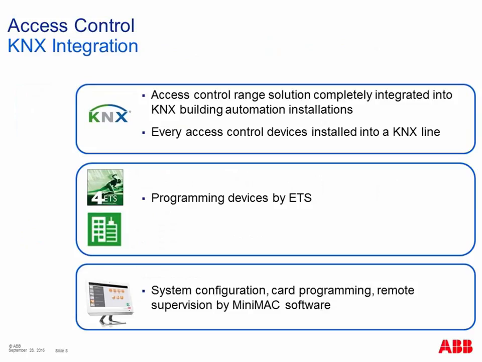Going into more detail on the range, what about our range? First of all, it's important to underline that our access control range is completely integrated into KNX Building Automation installation. So this means that, as we'll see later, we have an ETS file, so the device can be completely programmed like an ETS device, and every device can be installed in a KNX line under a line coupler, under power supply, so it behaves exactly as a KNX standard device.